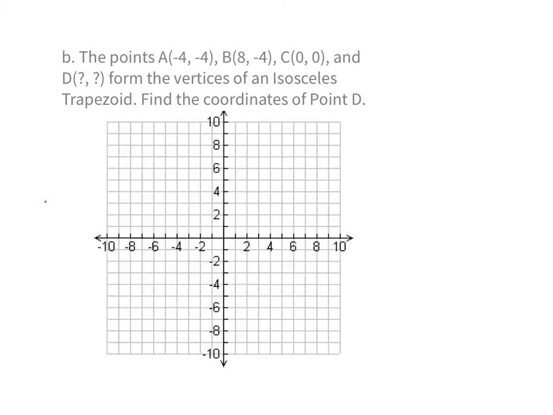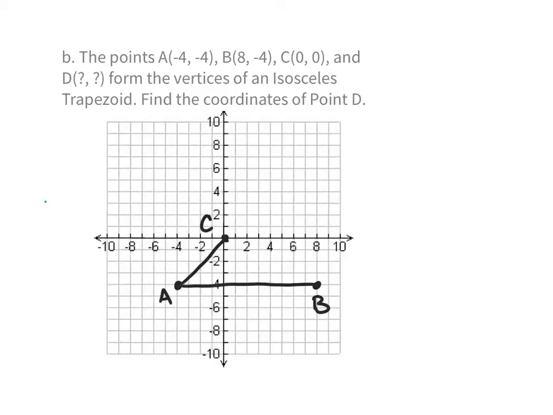All right, next example, we're going to do a similar thing, except now we're going to see if we understand this idea of an isosceles trapezoid, and I want you to find the missing point. So you're given A, B, and C, and our goal is to figure out where D would need to be in order to have an isosceles trapezoid. So let's start off first by plotting those points. All right, so here's what we have so far. So I have A and B and C.